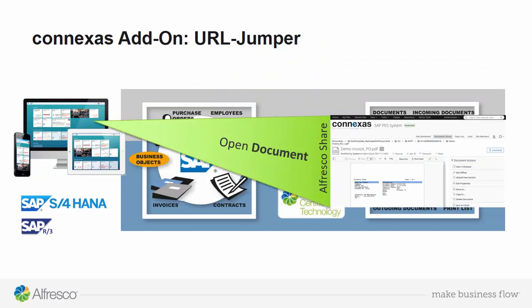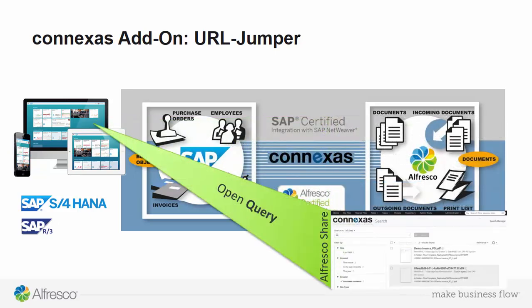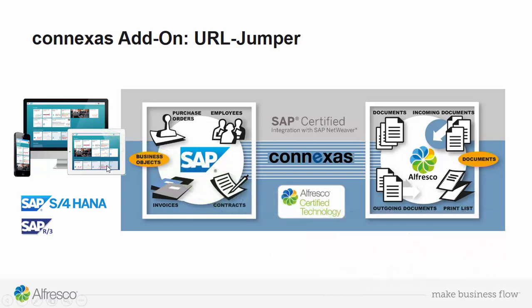So we can also create a URL in SAP to open the document in Alfresco Share from the SAP Business Object. And last but not least, we also have the option to open a query in Alfresco Share. This one would then result in finding all documents that have the SAP Business Object ID, like the invoice number. So you see that we have three different options to connect the SAP world to the Alfresco Share environment for documents, folders and queries.